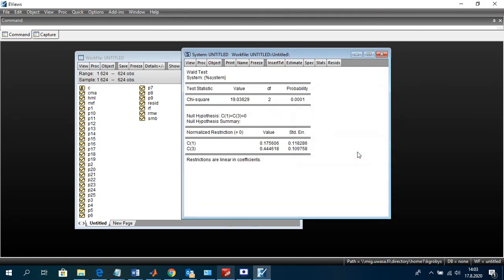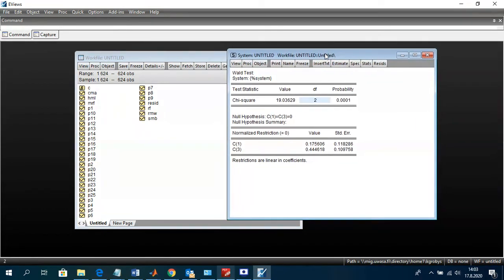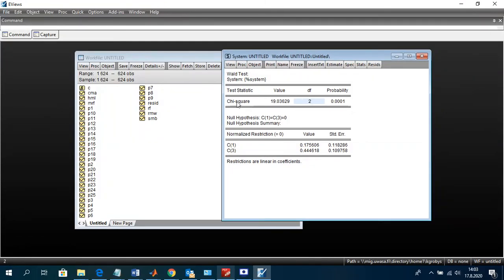Okay, we run the test, and what we see is the chi-square test. It's distributed with 2 degrees of freedom because we are testing 2 intercept terms, and the test statistic has a value of 19.03. So under the null hypothesis and having a significance level of 5% and 2 degrees of freedom, the critical value is 5.99. So 19.03 is much, much larger than 5.99.